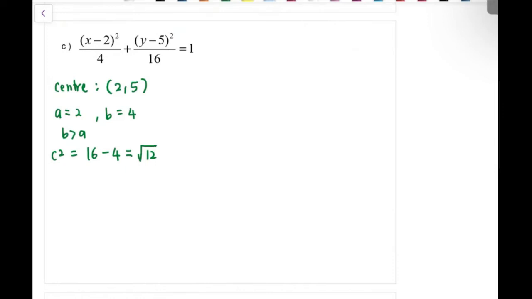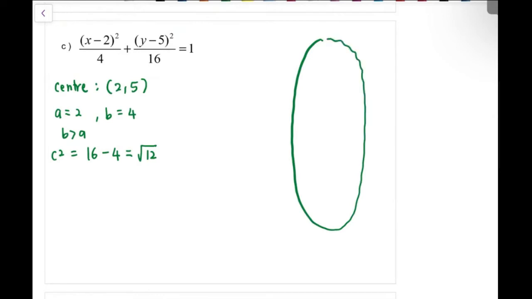Okay. So, since B is longer than A, B would be the major axis. So, we would have a vertical ellipse. Okay, ellipse kita ellipse yang berdiri. Sekejap. Saya adjust tak cantik pula ellipse tu. Ellipse yang berdiri.